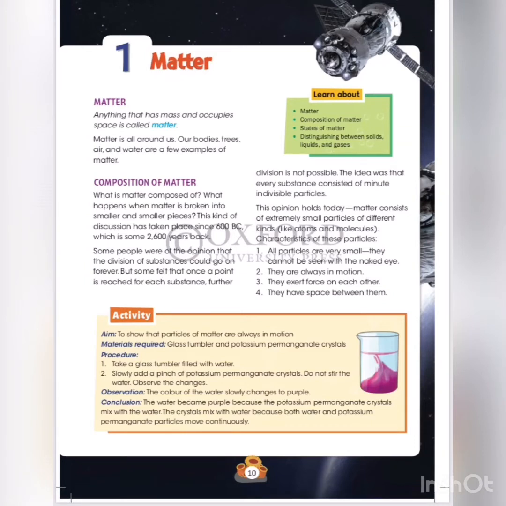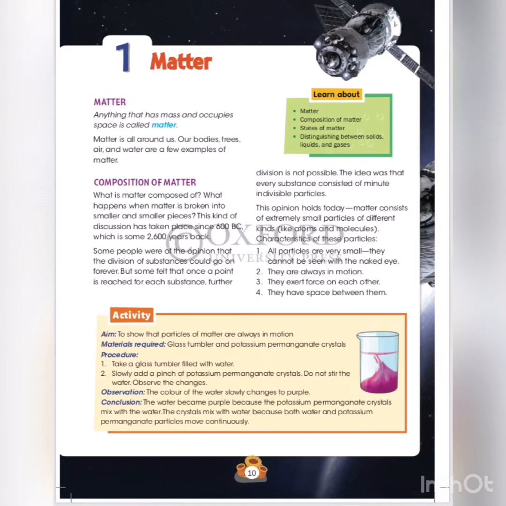Characteristics of these particles can be termed as: all particles are very small, they cannot be seen with the naked eye. The second point states that they are always in motion. The third point states they exert force on each other. And the final point is they have space between them.